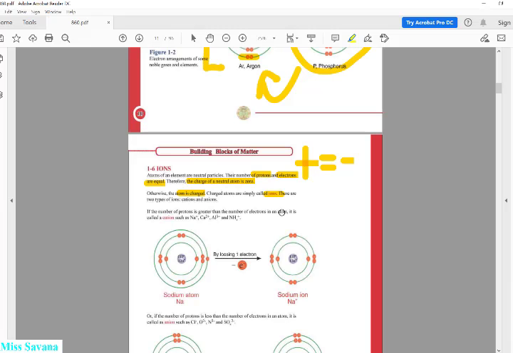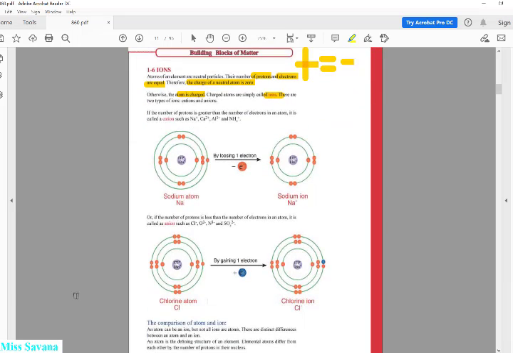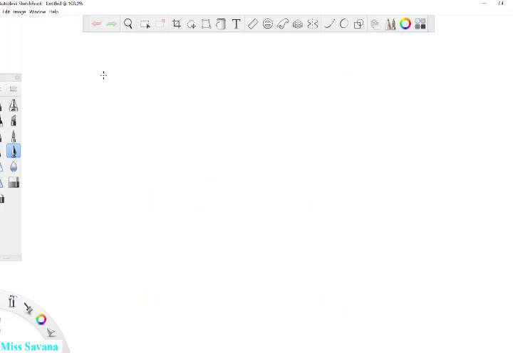Moving forward, let's take an example. The example that's going to stick with us up until the end of the chapter is sodium and chlorine. So let me explain. Let's say we are talking about sodium, Na. Guys, remember the atomic number, which is equal to the number of protons and electrons, is 11.